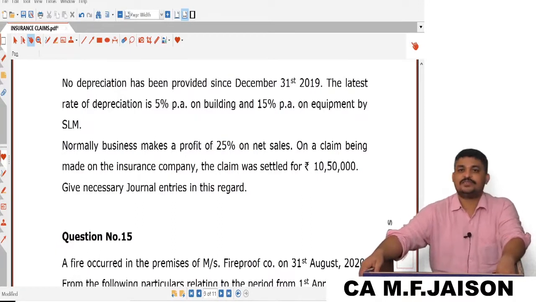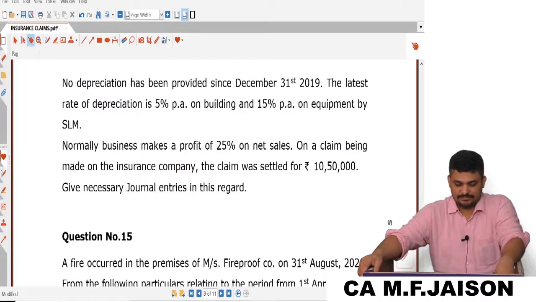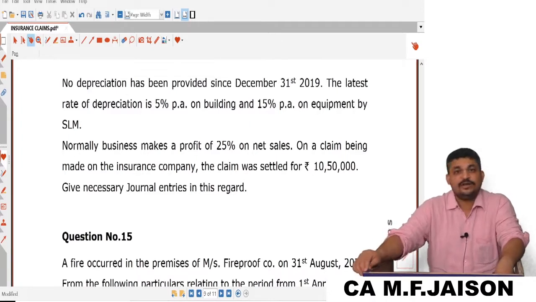Like this, one special question. Sir, you told only loss of stock, now building comes, furniture comes. So then what do you do, sir, out of syllabus?